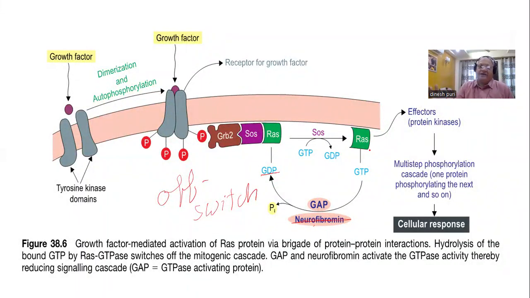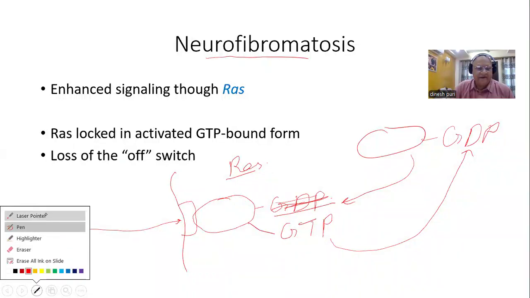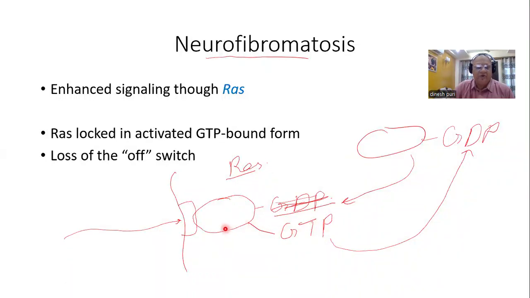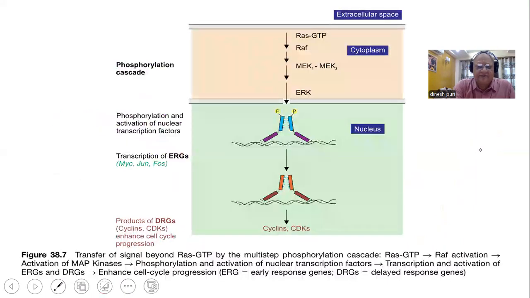So persistent activation will be there. And this is the cause of a disease which we call neurofibromatosis. Enhanced signaling through RAS because the RAS is locked in the activated GTP bound state. Loss of the off switch. ये off switch का loss हो गया. All right. So I think all these points we have exemplified with 3 clinical examples also.